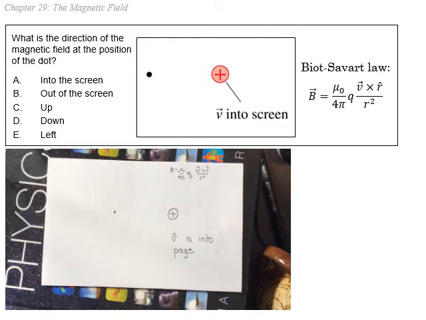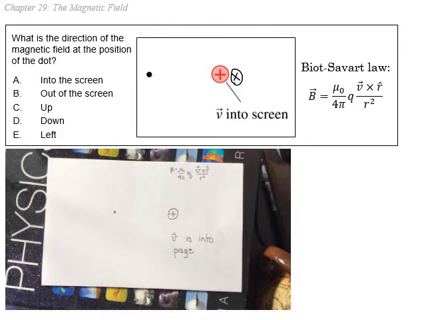In this example, we have a positive charge that's moving into the screen, so that's away from you as you're looking at it. If you were going to represent the velocity vector, you might put it as an X in a circle with our arrow notation. We're trying to find the direction of the magnetic field at some point which is directly to the left of the charge.